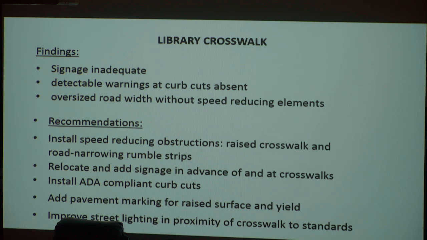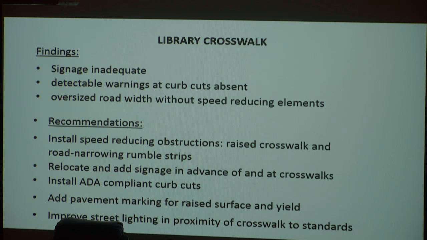There are no detectable warnings at the curb cut, so this is an ADA access issue. And the road width is really big, and there are no speed reducing elements in place. You can go into the rotary from Concord Street, as an example, and if you're continuing straight in front of the library, you do not have to slow down. You can use that as a travel lane at full speed and still have full accommodation for a vehicle to go around the rotary and get out at Lowell or Westford. So it's way too big.